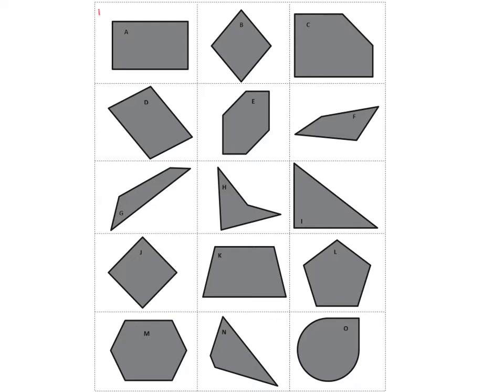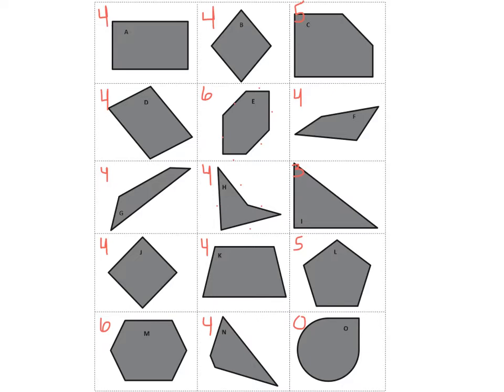So letter A has 4, B as well, C has 5, D is 4, E is 1, 2, 3, 4, 5, 6, F is 4, G is 4, H is 1, 2, 3, 4, I is 3, J is 4, K is 4, L is 5, M is 6, N is 4, and O has 0, because in order for it to have a side, it has to have straight edges, and we don't have any straight edges.